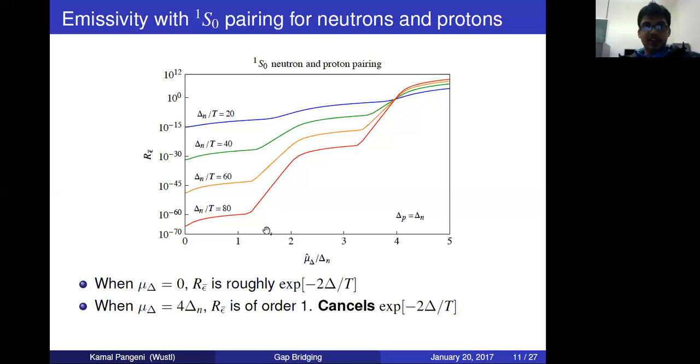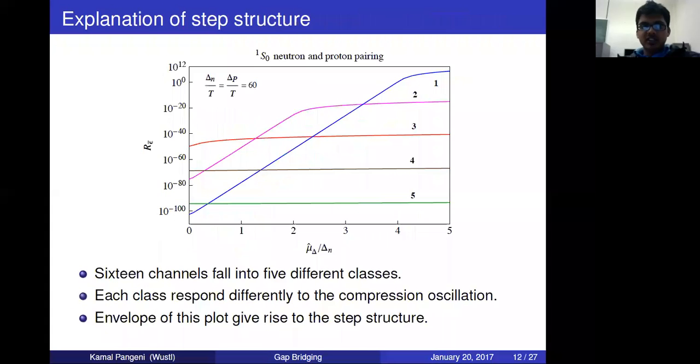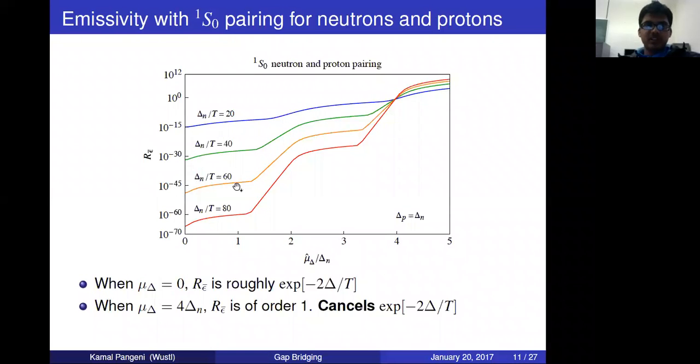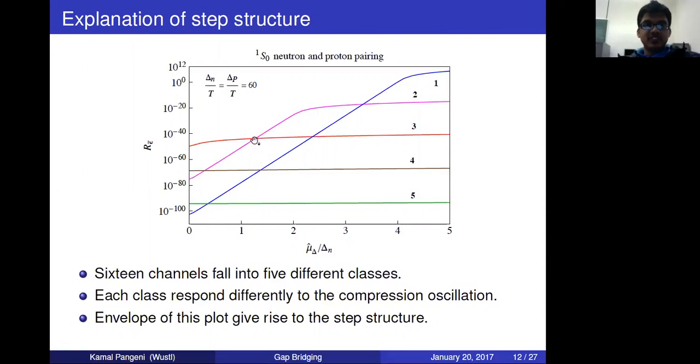Now, if you look at the plot, this has a typical staircase kind of structure, and to understand this structure, we can look at the different subchannels that contribute to the modified Urca process. Here I'm showing you the modification function for different channels within the modified Urca process. I'm taking one of these curves, the delta n over T of 60, and looking at the subchannels to better understand where that step structure comes from. You can see there are 16 channels, but they nicely fall into these 5 different classes. For some channels, increasing the amplitude of oscillations does not do anything, but there are other channels that open up and then saturate. The addition of all these subchannels, basically the envelope, gives you this step structure. Now, let me show you what I mean by these channels.